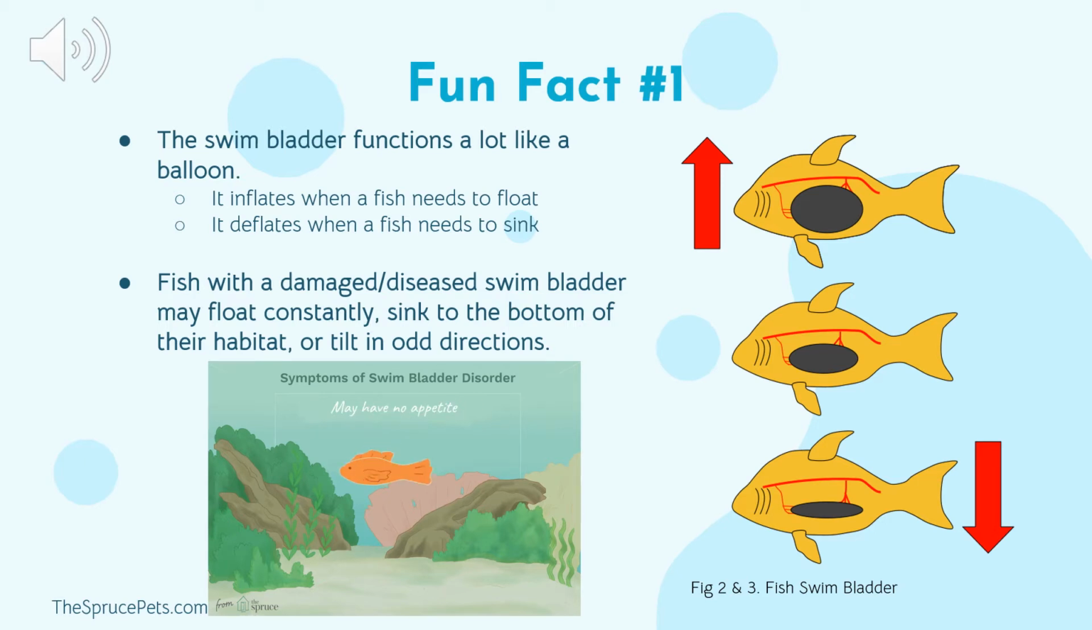Fish that have a damaged or diseased swim bladder may float constantly, sink to the bottom of their habitat, or tilt in weird directions. This is known as swim bladder disorder, and is commonly seen in aquarium fish. This little video below shows us some of the symptoms of swim bladder disorder.